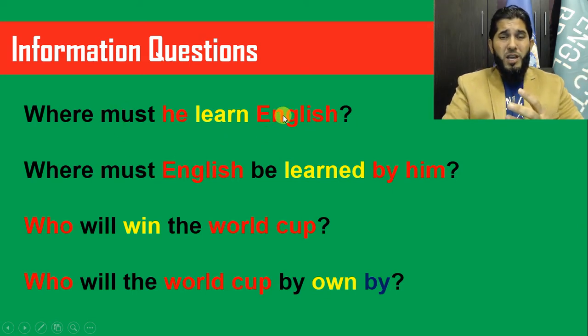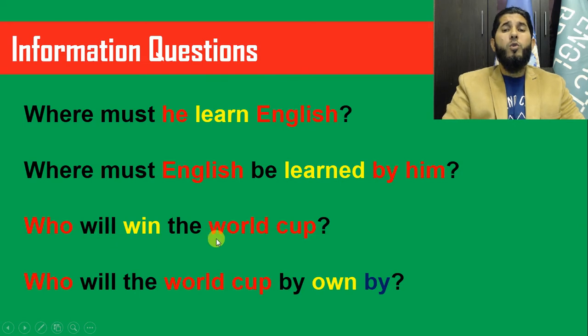English was the object of your active sentence, it became the subject. And obviously there should be be, I mean the base form of the to be verbs, be itself. So be, and then the main verb learn is changed to past participle, third form, and by him, the subject of your active sentence, became the object of the preposition. So where must English be learned by him?